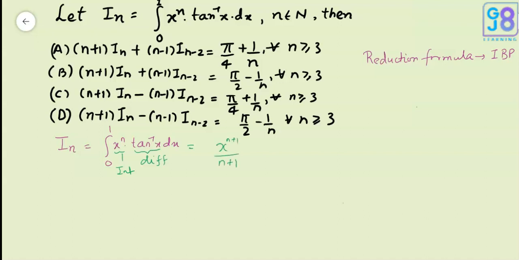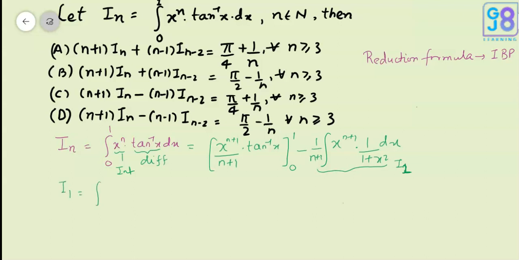First I'll integrate x to the power of n. That gives me x to the power of n plus 1 over n plus 1 times tan inverse of x, with the limit from 0 to 1, minus the integral of, then we'll integrate x to the power of n. That will give me 1 over n plus 1 times x to the power of n plus 1. I have pulled n plus 1 out of the integral sign. Then we'll differentiate tan inverse x, which will give me 1 upon 1 plus x square. Now let me denote the second integral that I've got after integration by parts by I1.